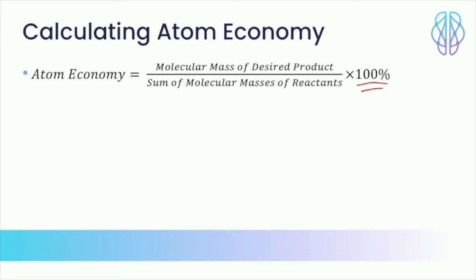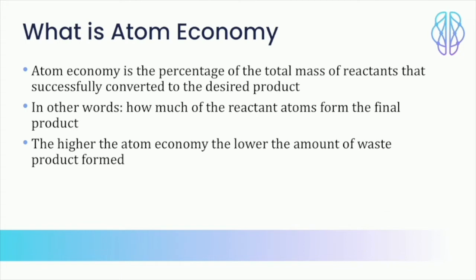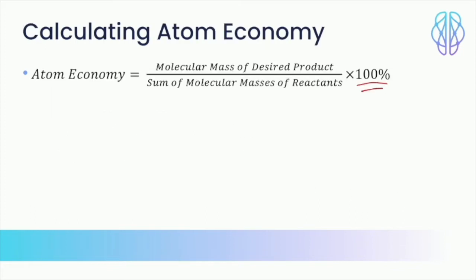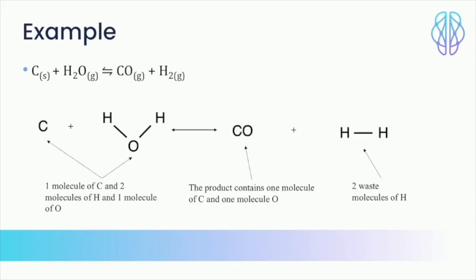However, there's something I just want to touch on really quickly. Just to recap, atom economy is the percentage of the total mass of the reactants that are successfully converted into the desired product, and that's how this formula comes into effect. It's the molecular mass of the desired product divided by the sum of the molecular masses of the reactants. To really home in on that, let's go back to this thing here. We have one carbon, two hydrogens and one oxygen, and you can think of this as our original building blocks in our Lego set.